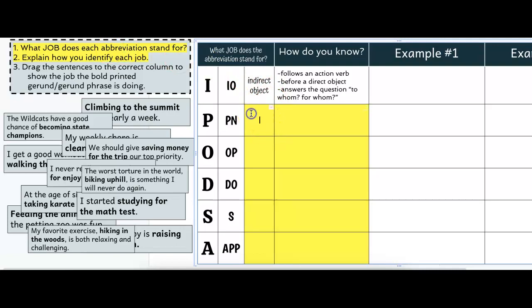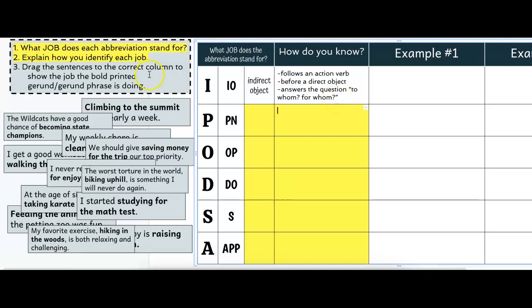In the first column, you're typing what job this is an abbreviation for: PN, OP, DO. I want to make sure that you know what those letters stand for. And then you're going to explain, you can use your notes from previous activities, how do you know if something is an indirect object? Well, it follows an action verb, comes before a direct object, and it answers the question to whom or for whom.